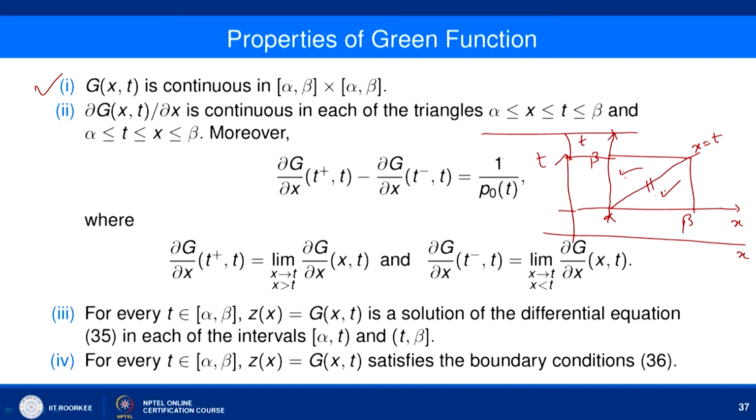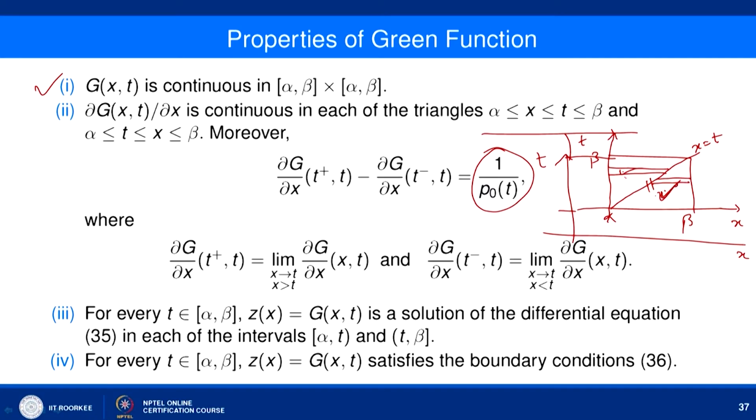and the jump discontinuity is given by this quantity 1 upon p0(t). So, it is given by ∂g/∂x at (t+, t) minus ∂g/∂x at (t-, t) is equal to 1 upon p0(t). So, it means that if you calculate ∂g/∂x in this region minus ∂g/∂x in this region, then it has a jump discontinuity of measure 1 upon p0(t). So, here ∂g/∂x at (t+, t) is defined as the limit x tending to t where x is coming from the positive side of t, that is x is coming from this region. So, here x is bigger than t.